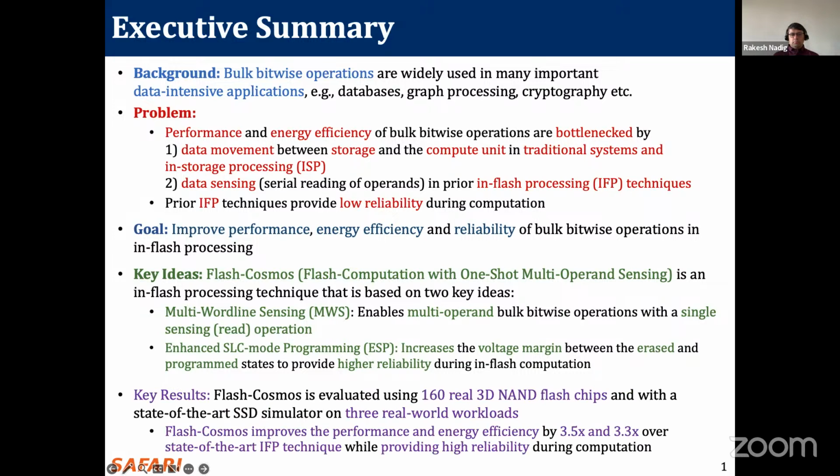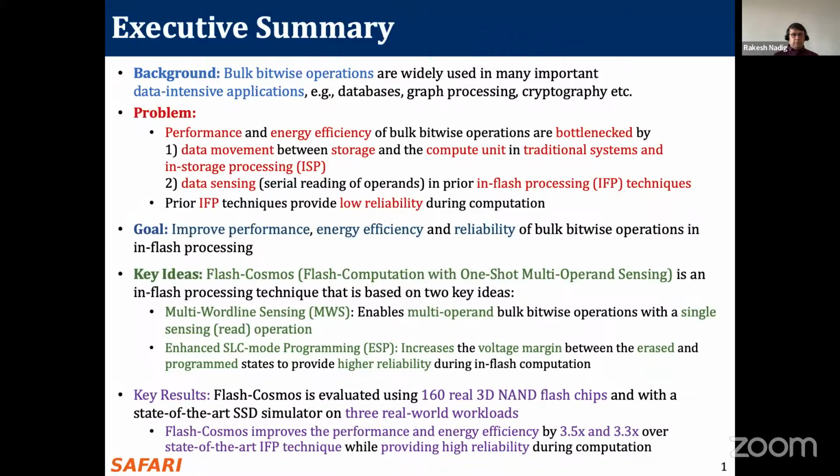To discuss some key results, we evaluate Flash Cosmos using 160 real 3D NAND flash chips. We also do a system-level evaluation using a state-of-the-art SSD simulator on 3 real-world workloads. Flash Cosmos improves performance and energy efficiency by 3.5x and 3.3x over the state-of-the-art in-flash processing technique, while also providing very high reliability during computation. So this is the executive summary.